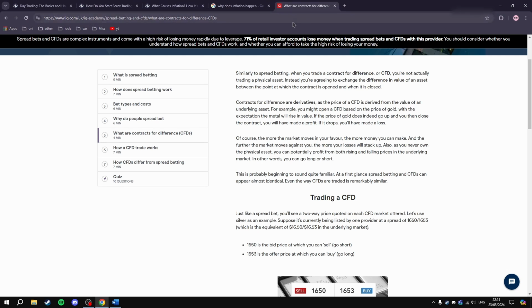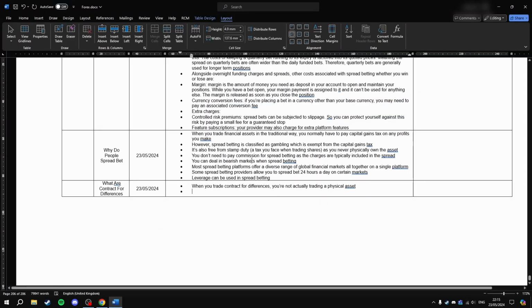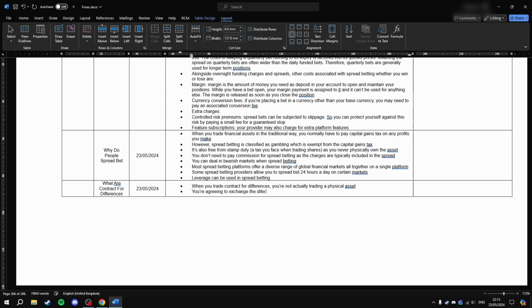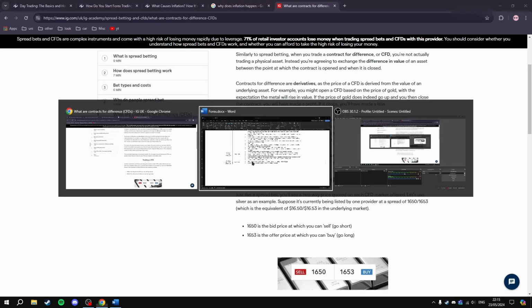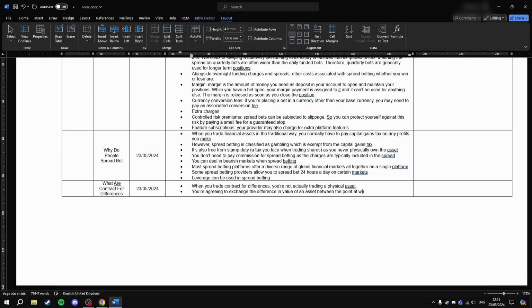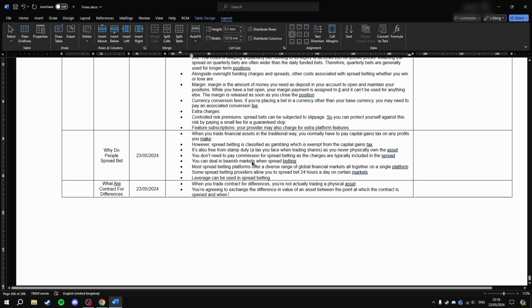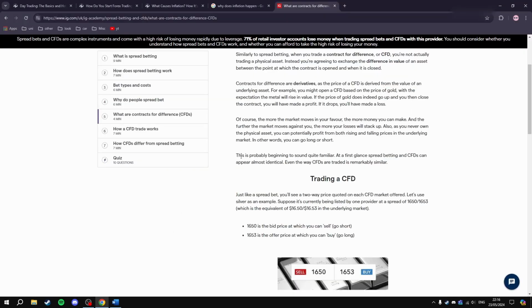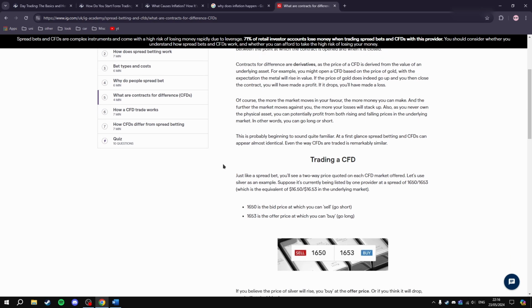Instead, you're agreeing to exchange the difference in value of an asset between the point at which the contract is opened and when it is closed. Contracts for differences are derivatives, as the price of a CFD is derived from the value of an underlying asset.